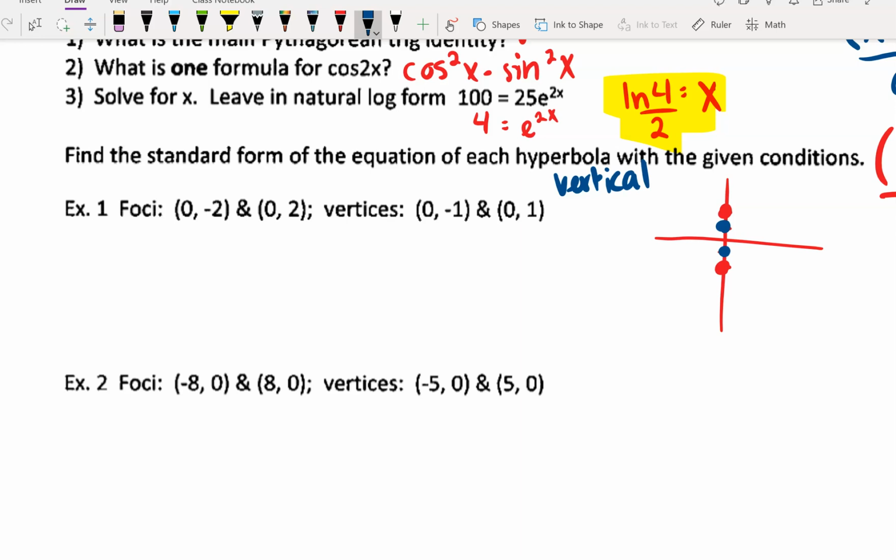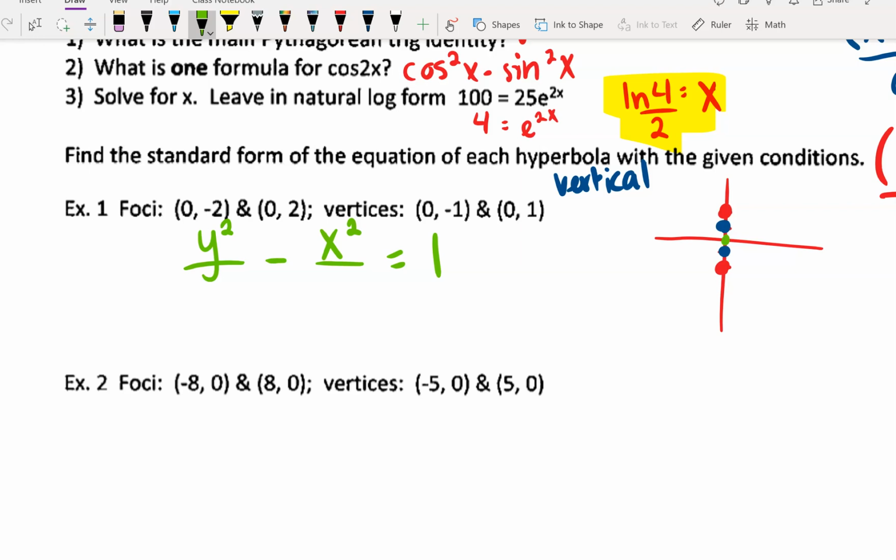If it's vertical, that means the y is going to be first. I also can tell, based on my little rough sketch, that my center is going to be at 0, 0, which is really nice. So that means I'm going to have y first minus an x second. And I don't need to worry about an h or a k because my origin is my center, which is nice. So I just need to figure out what a squared is and what b squared is.